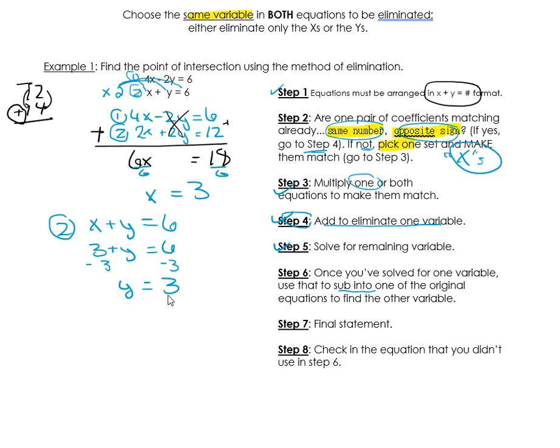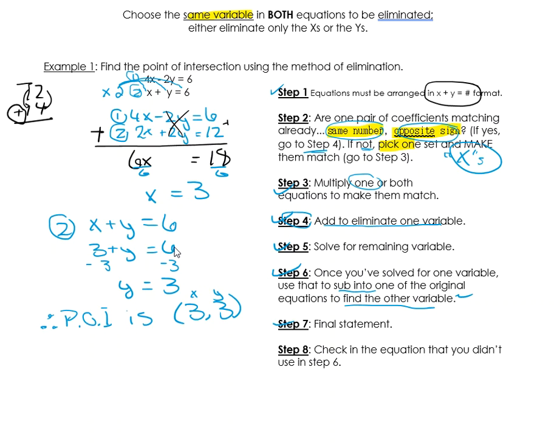So what I have here is an x value and a y value. I've finished this, I've found the other variable, and now the final statement: therefore, the point of intersection is, we always write it as a coordinate, (3, 3). The x and the y both happen to be 3's in this case. And step 8 says check in the equation that you didn't use in step 6.